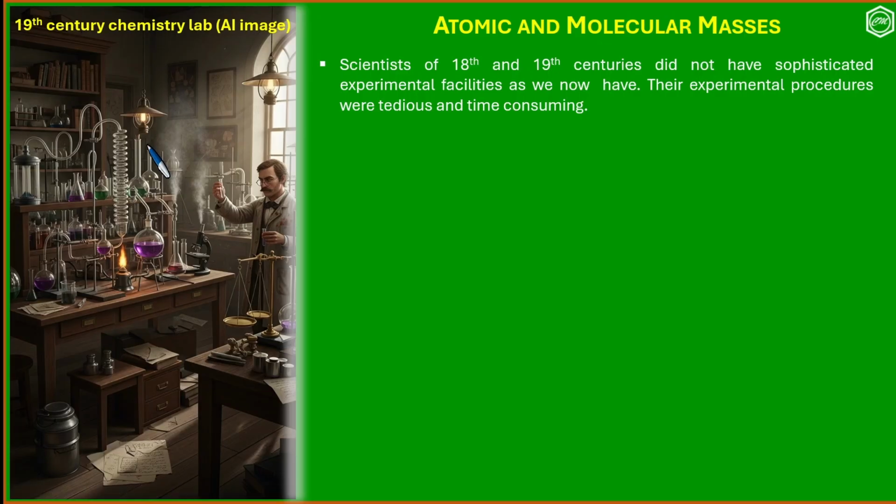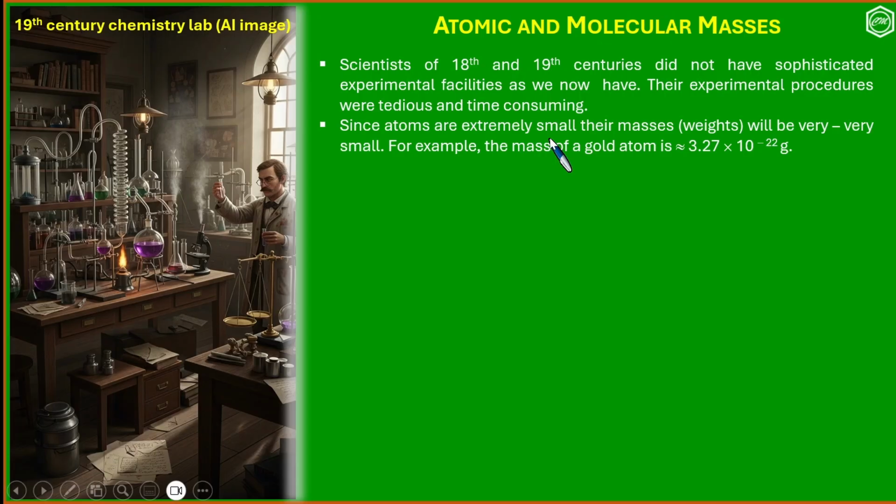They understood that each element has a characteristic mass relative to every other element. Since atoms are extremely small, their masses will be very, very small. For example, the mass of a gold atom is approximately 3.27 × 10^-22 gram. Although these early scientists did not have the experimental means to measure the mass of each kind of atom, they succeeded in defining a relative scale of atomic masses.